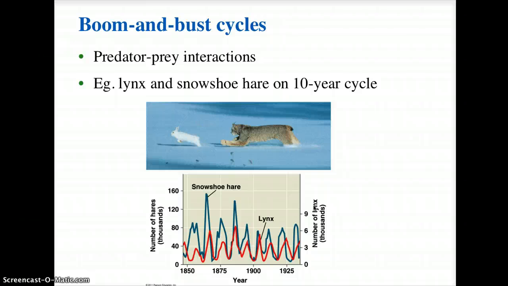One, cycles may be caused by food shortage during winters. These hares eat twigs and small shrubs. Two, cycles may be due to predator-prey interactions. There are other predators other than the lynx who eat hares, and maybe they overexploit their prey.